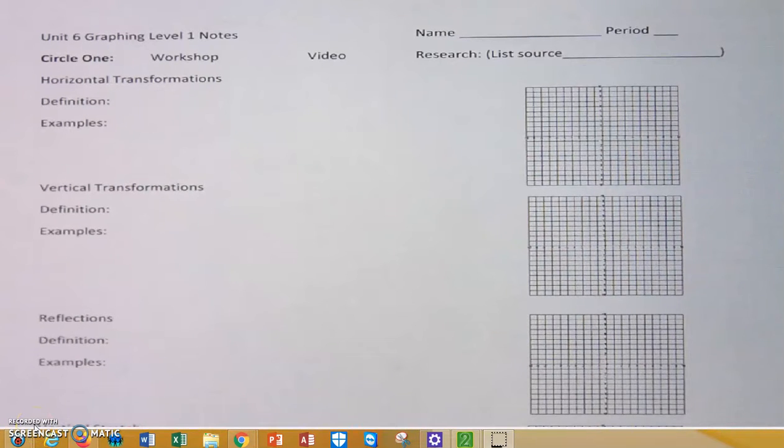These are the video notes for Unit 6 Graphing Level 1. We're going to talk about transformations and stretches and reflections and compressions and what they do to graphs. A lot of this we've already talked about in other units, and we're going to be using these with what we're learning right now. So, horizontal transformations.